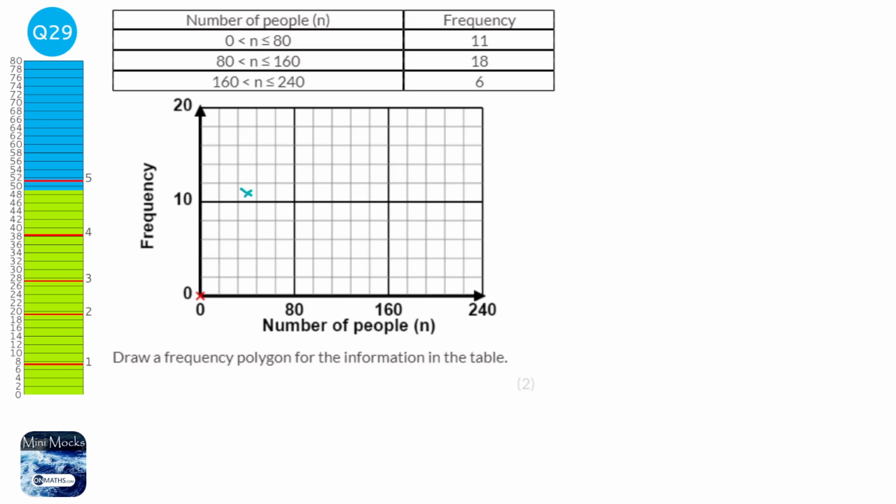Our next one, we plot at the midpoint again, which would be 120, and it's just halfway between 80 and 160, and it's 18 high, so it would be up here. And then the final one is at 200, and it will be 6 high, so 200 is halfway, and we're looking at 6 high, so it would be here. Then when you're done, you need to join them up with straight lines. So I'm just going to get my ruler, join them up, perfectly straight lines, and there we are.